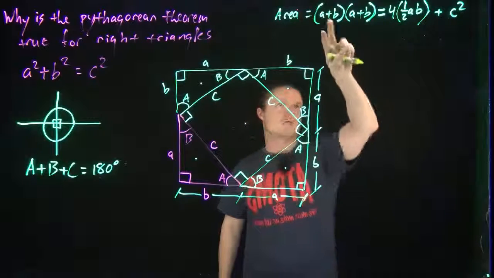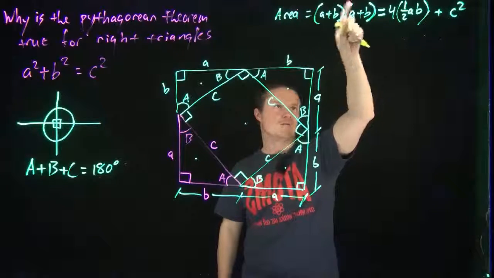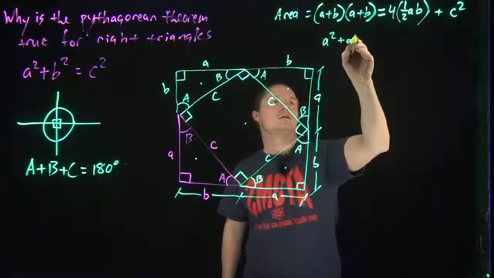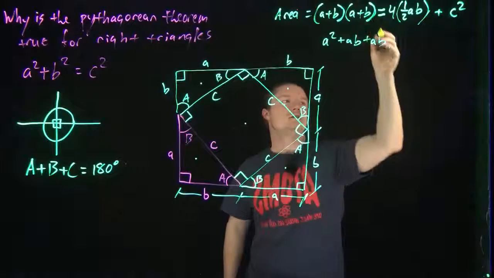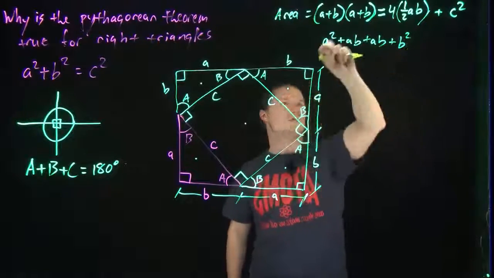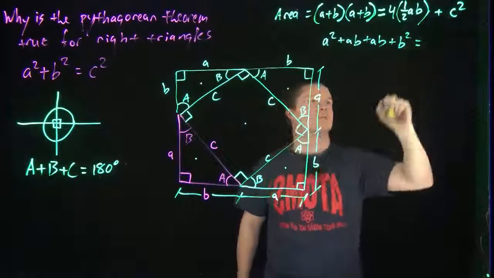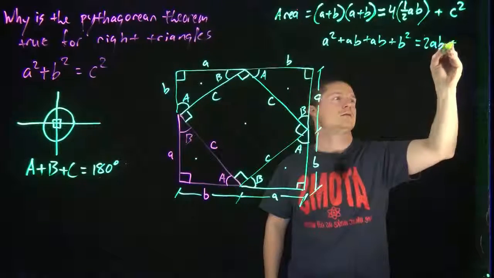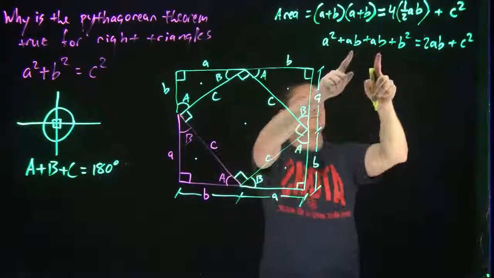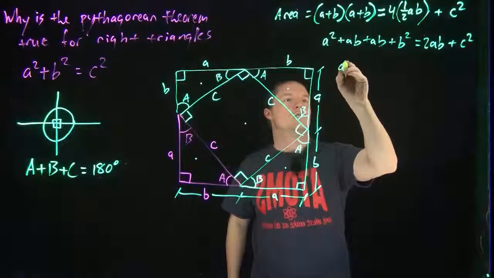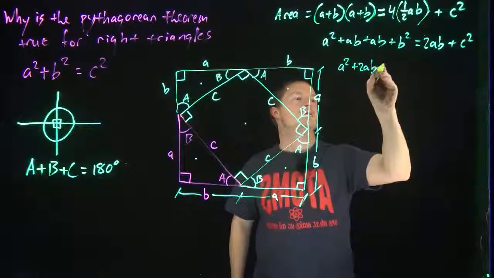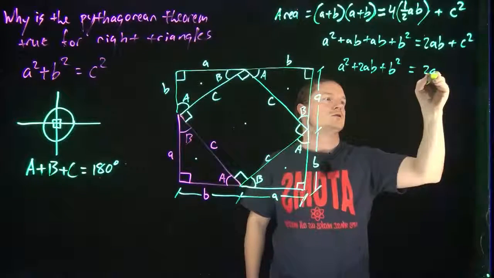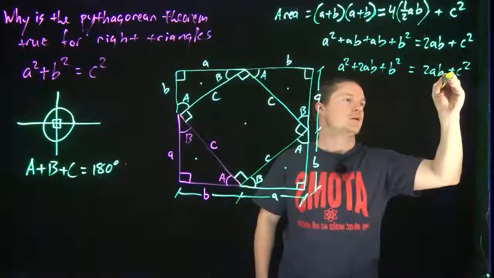Let's do some arithmetic. FOIL this out: first, outer, inner, last. a times a is a squared, a times b, b times a, b times b. That gives us the area on this left side. But now it's also equal to four times one half, which is 2ab, plus c squared. We can simplify this further with like terms. We've got a squared plus 2ab plus b squared equals 2ab plus c squared.